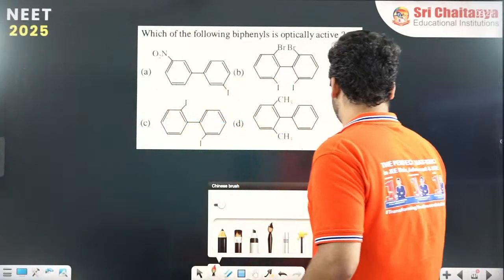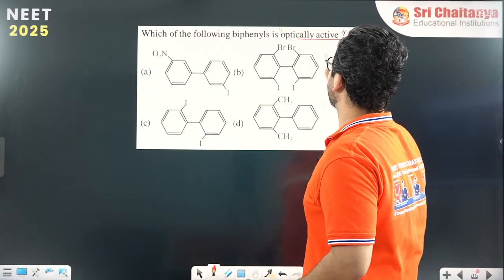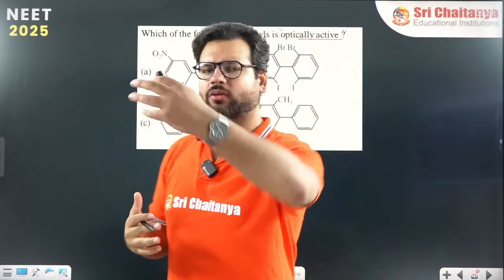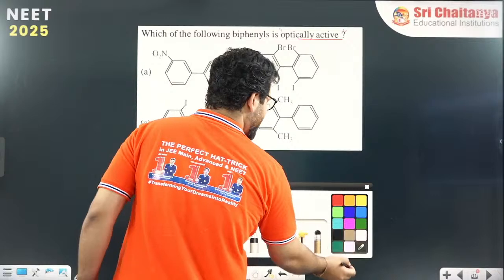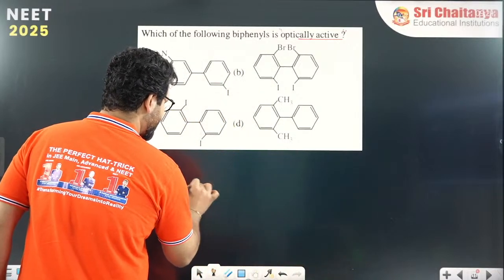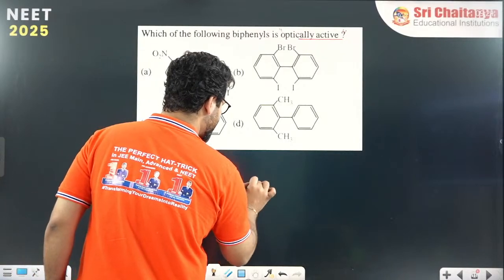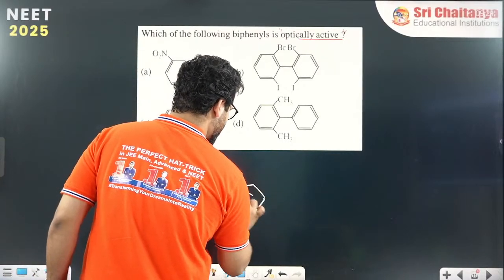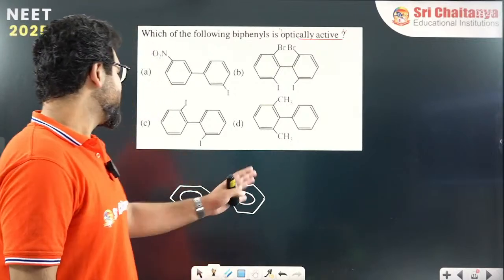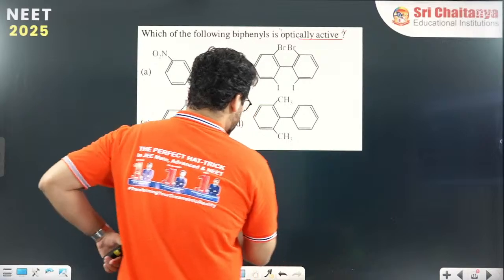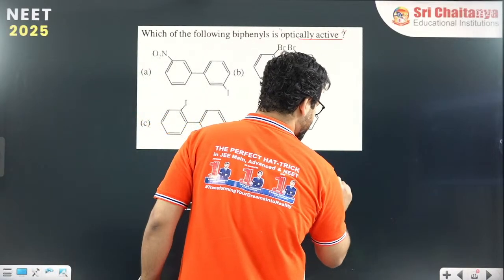Next one. The question is, which of the following show optical activity? Remember it from now on, as a trick you can learn. Whenever you get biphenyls like this, these biphenyls are sometimes planar like this. All carbons are sp2, so they will remain in the same plane, and they can rotate about their sigma bond, and they can go out of plane something like this.